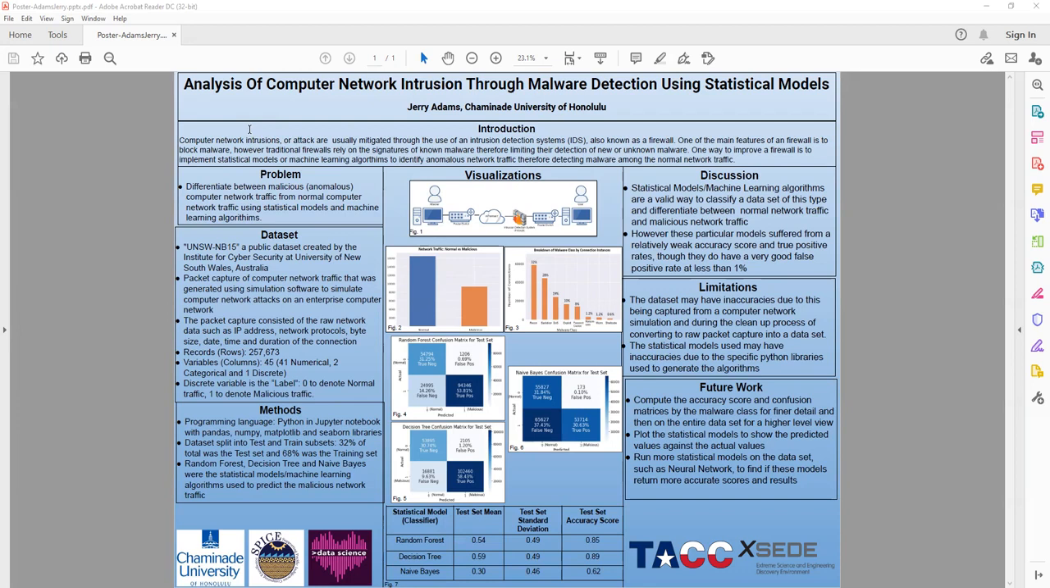Problem statement. The problem is to differentiate or detect malicious or anomalous network traffic from normal, non-anomalous network traffic using statistical models and machine learning algorithms.